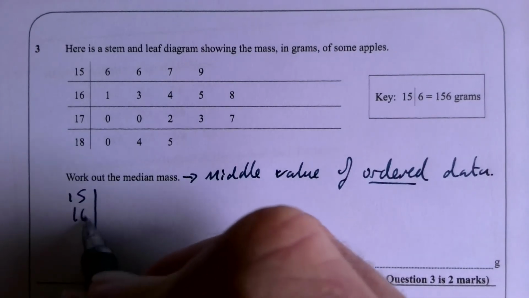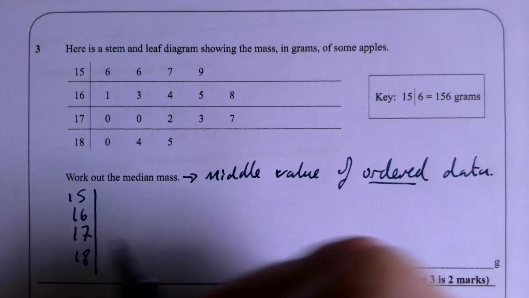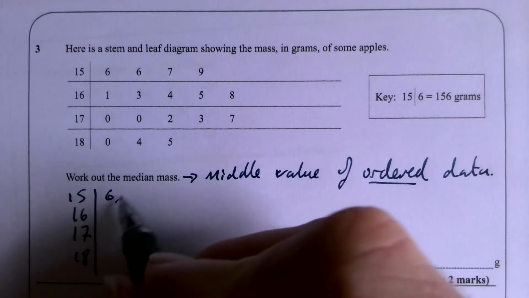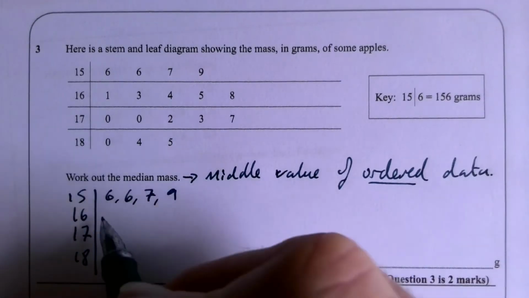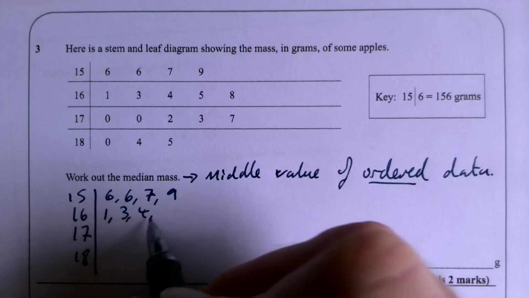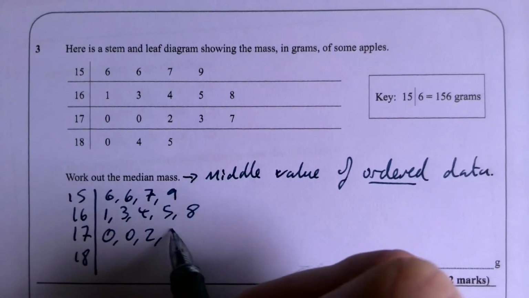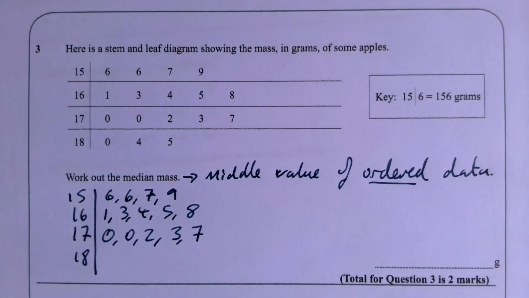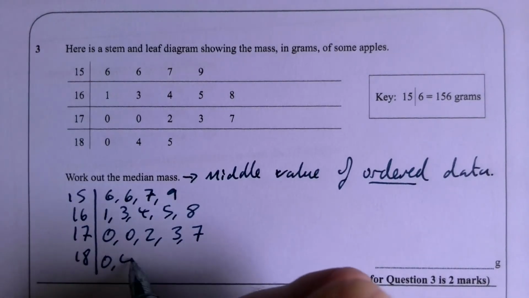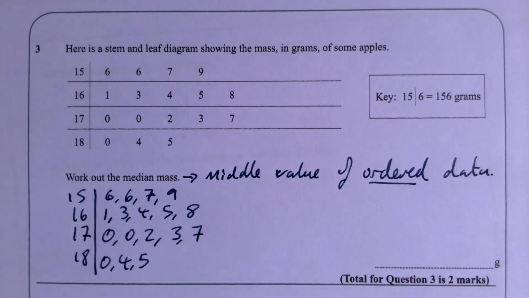So it'll be the same things again: 15, 16, 17, 18, 6, 6, 7, 9, 1, 3, 4, 5 and 8, 0, 0, 2, 3 and 7, and 0, 4 and 5. Right then, so now we've got the order, we need to find the one that's in the middle.